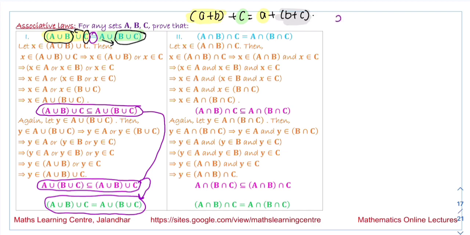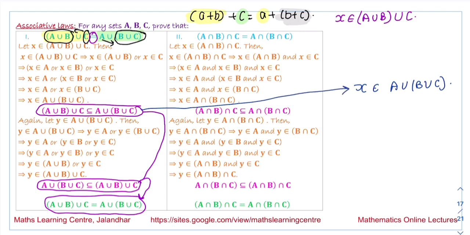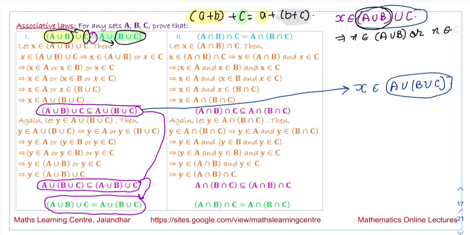So suppose X belongs to A union B union C. We have to prove that X belongs to A union B union C. If we can prove this, then it means that this first set is a subset of this second set. So we start with this. When we write this condition, it means that X belongs to A union B or X belongs to C.